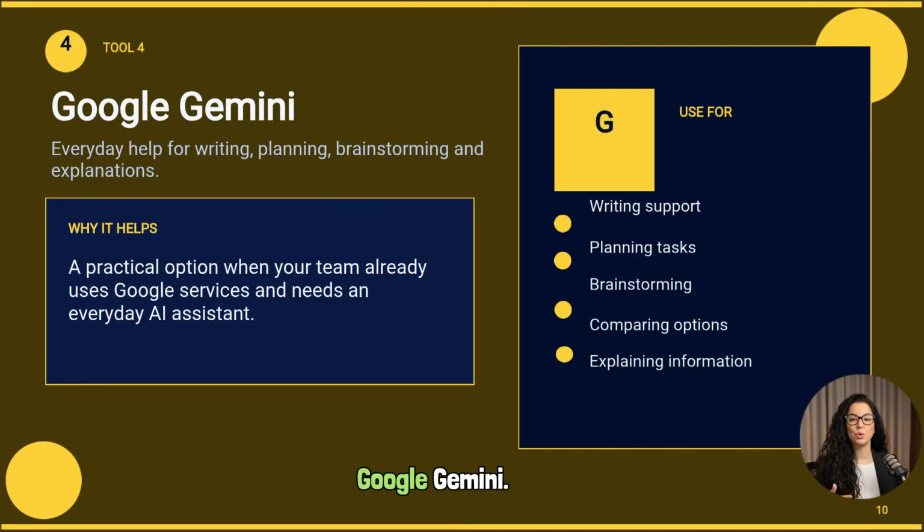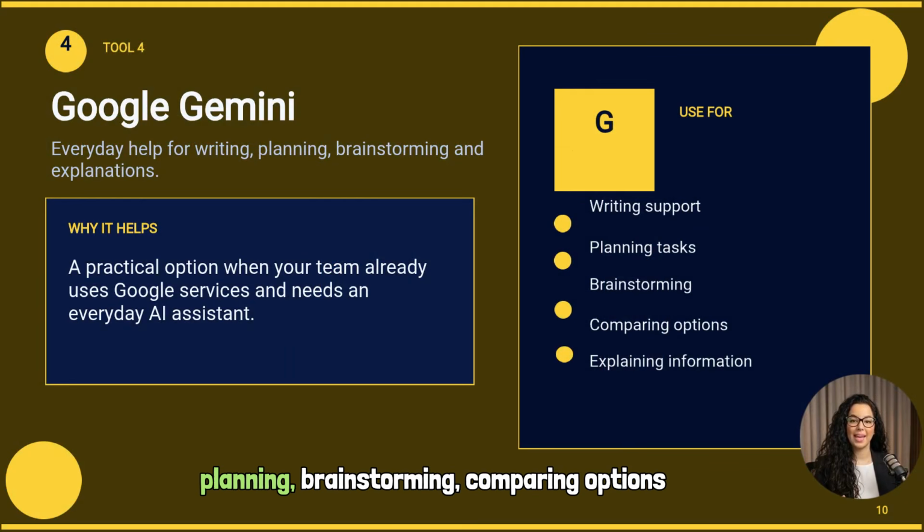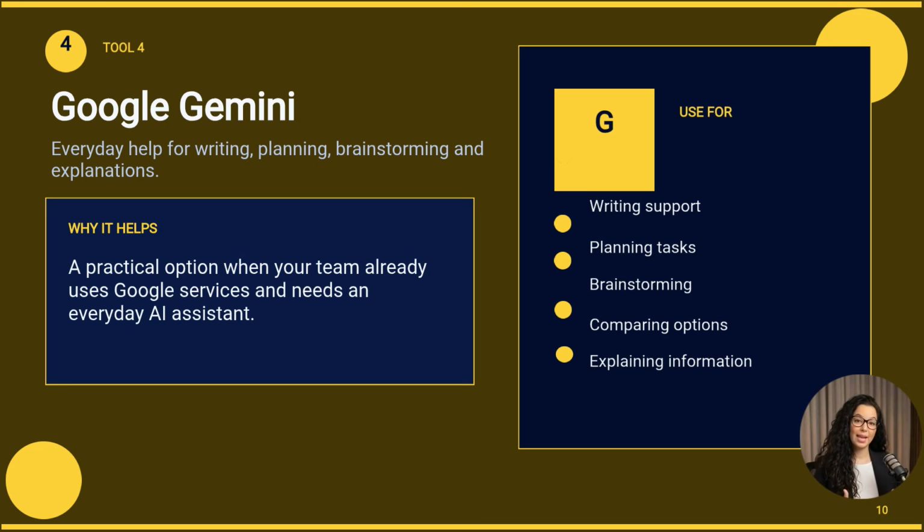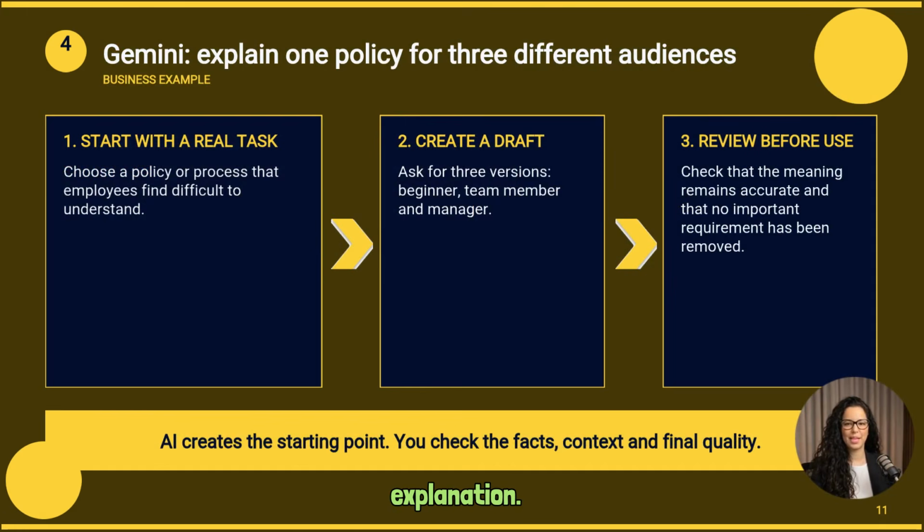The fourth tool is Google Gemini. It can support writing, planning, brainstorming, comparing options, and explaining information. A free version is available, while paid Google AI plans provide higher limits and additional features. Gemini may fit naturally when a team already works inside Google services. A useful strength is changing the same information for different audiences. Always check the answer before relying on it for important business, legal, financial, or compliance decisions. One practical use is explanation. You can ask Gemini to explain the same policy or process for different audiences.